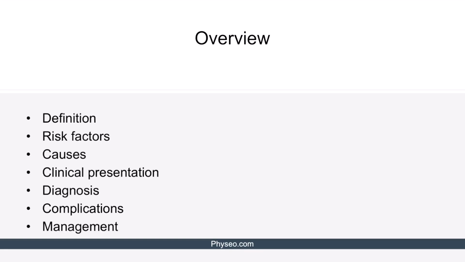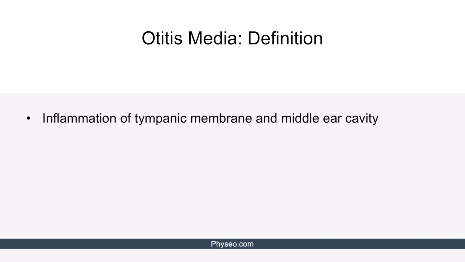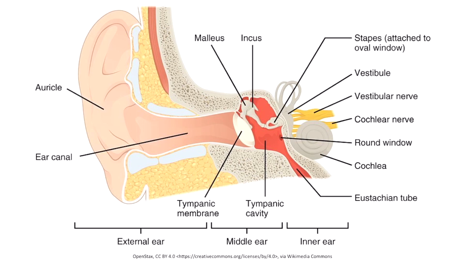We'll finish off the lecture by discussing otitis media. Here's an overview slide of the topics we're going to discuss for otitis media. Otitis media, as the name implies, is the inflammation of the tympanic membrane in the middle ear cavity. Let's briefly revisit this slide. The middle ear consists of the tympanic membrane and the middle ear cavity. Please note that the middle ear is connected to the nasopharynx through the eustachian tube.